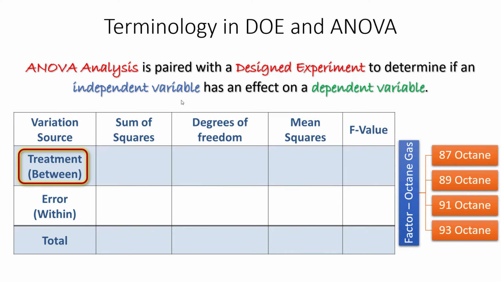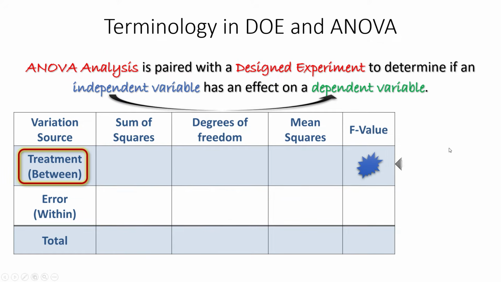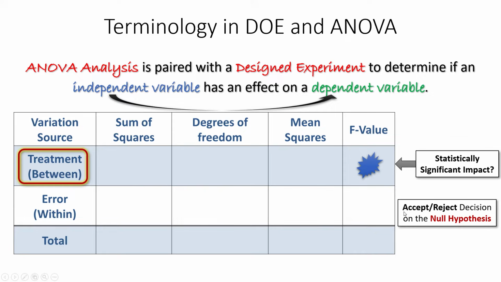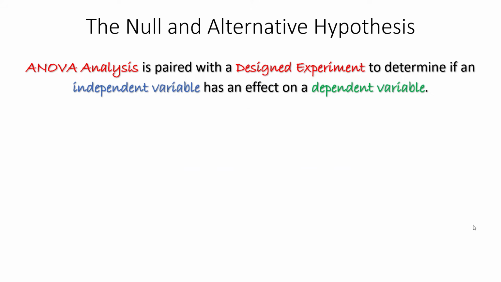And again, the question that we really care about is, does our independent variable have an effect on our dependent variable? And at the end of the day, the way that we make that decision is by looking at the F value. Now, that F value does 2 things for us. Number one is it tells us whether or not this particular treatment has a statistically significant impact on our dependent variable. Specific to ANOVA, it also allows us to make an accept-reject decision on our null hypothesis, okay? Now, it's really important, too, that before we get into the actual ANOVA process, you understand what the null and alternative hypothesis is for ANOVA analysis. So let's talk about that now.